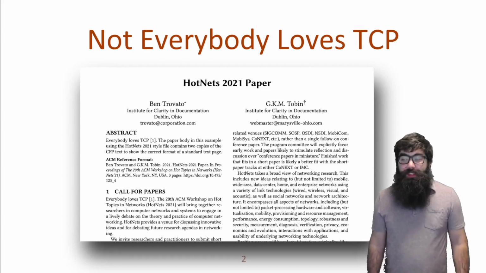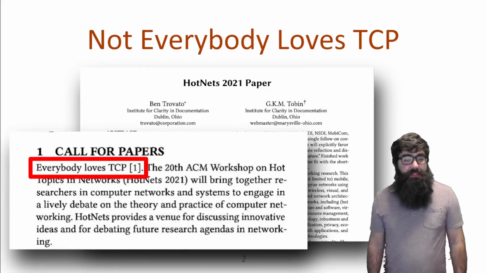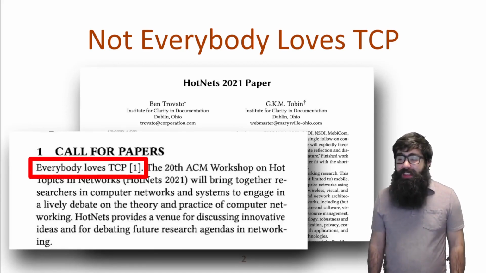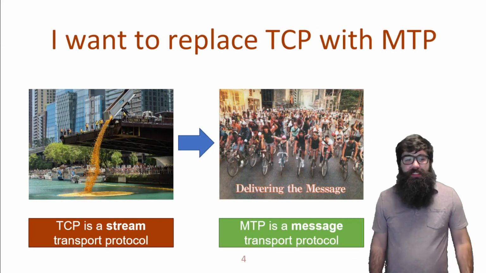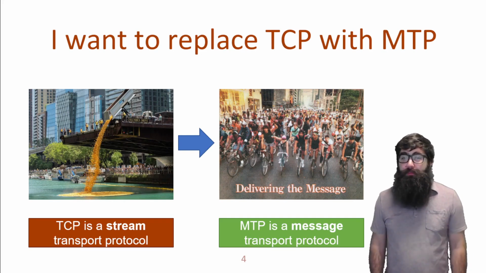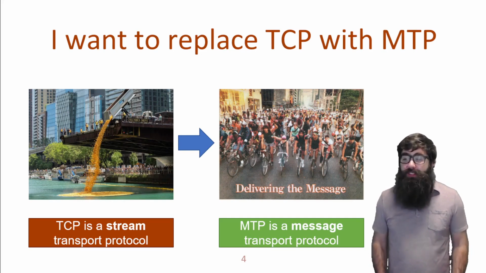Moving forward, I'm going to start by taking umbrage with this year's HotNets call for papers. Specifically, this year's call for papers starts by saying, everybody loves TCP. And this isn't true because I don't love TCP, and I think that it's time for us to take TCP and throw it away. Specifically, I want to replace TCP, which is a stream transport protocol where all messages are treated the same, with MTP, a new message transport protocol where all messages are allowed to be treated differently.